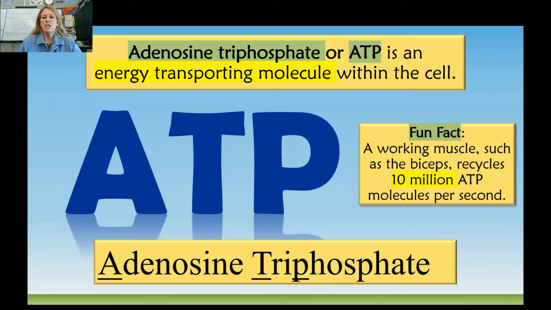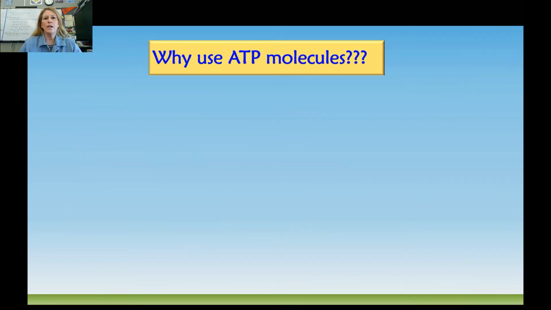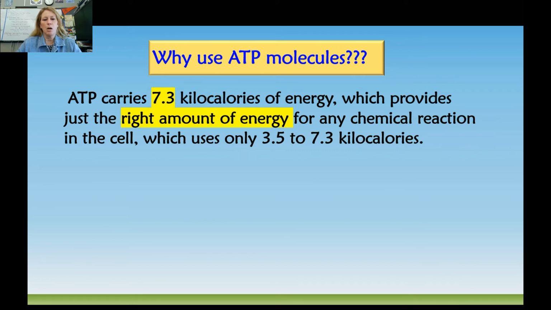Kind of a fun fact on how many ATP molecules we use. If we use a muscle, and we're just going to look at one, a bicep, it's going to recycle, and we're talking about the recycling of the ATP and the ADP. It's going to go through 10 million cycles of each molecule every second in every cell. So it's turning.